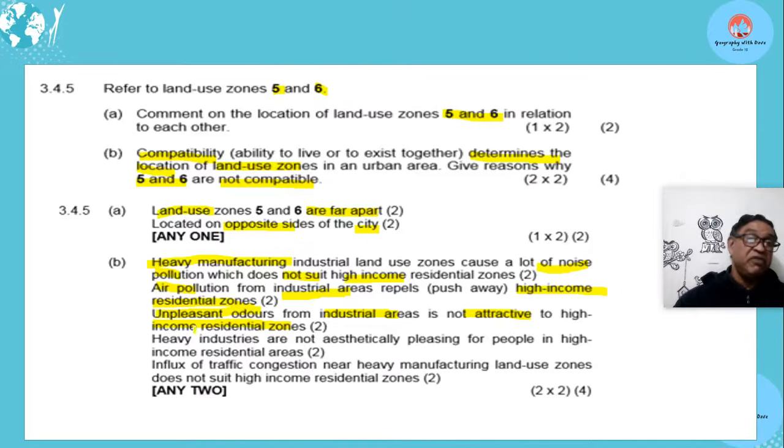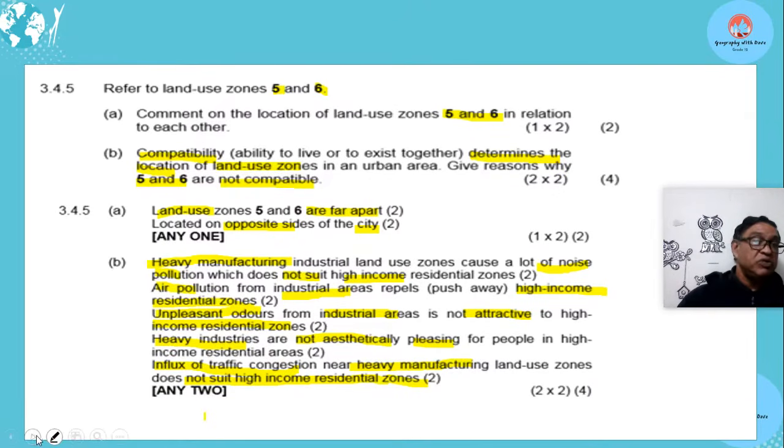It's not that the low income love pollution. Heavy industries are not aesthetically pleasing. Remember, the high income area wants to be near aesthetic appeal. They've got the money, they can move away. All right. An influx of traffic congestion near heavy manufacturing land use zones does not suit the high income residential area. They don't want to see thousands of trucks moving by each time. As I say, it's about affordability also. They want to be away. Okay, so that's what makes them not compatible.